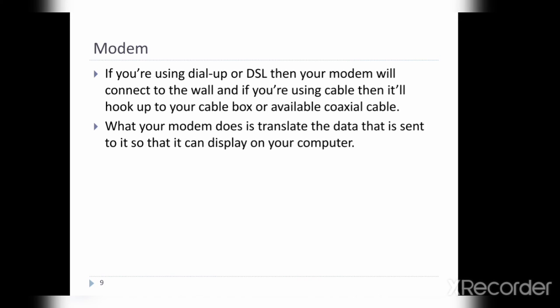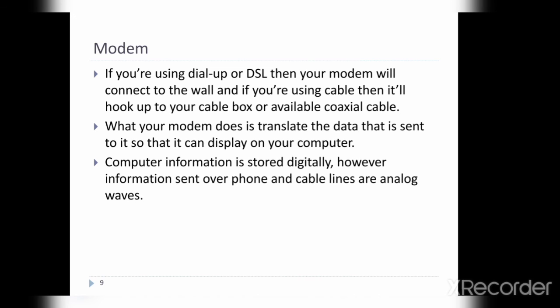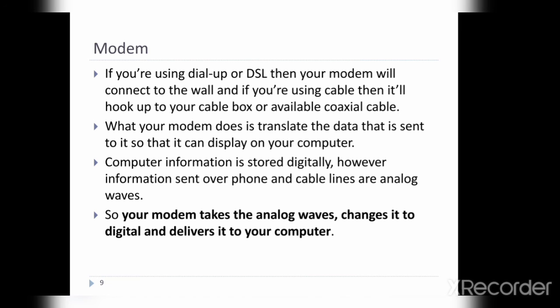If we are using dial-up or DSL, then your modem will connect to the wall, and if you are using cable, then it will hook up to your cable box or available coaxial cable. What your modem does is translate the data that is sent to it, so that it can display on your computer. Computer information is stored digitally. However, information sent over phone and cable lines are analog waves. So your modem takes the analog waves, changes them to digital and delivers them to your computer.